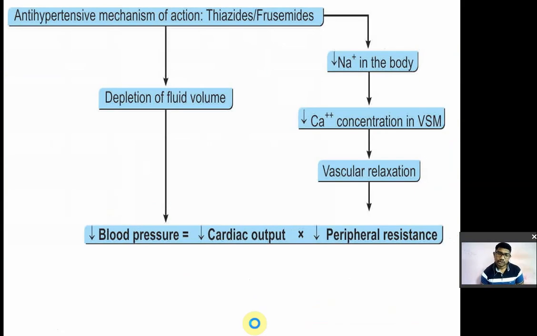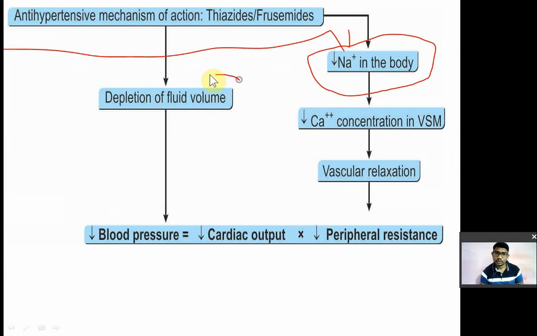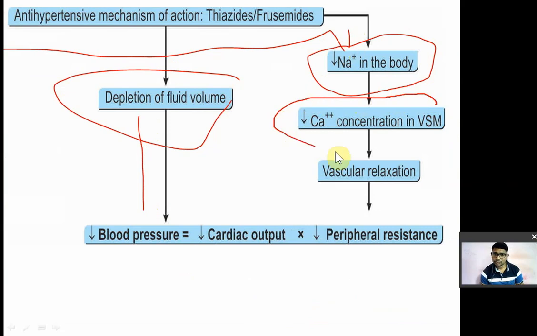So let us look at the mechanism of action of diuretics. They decrease sodium and water retention in the body, and that is why they decrease the fluid volume. If blood volume decreases, cardiac output decreases. They also decrease sodium and calcium retention in the body, and therefore cause vascular relaxation and decrease the peripheral resistance. So decreased peripheral resistance and decreased cardiac output lead to a decrease in blood pressure.